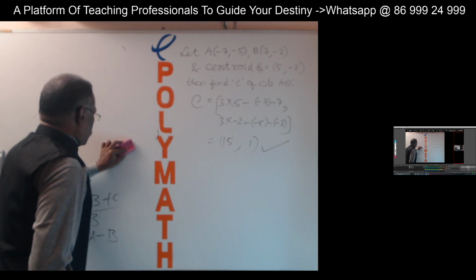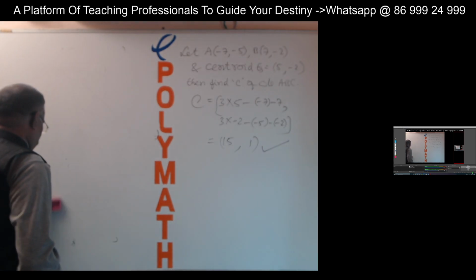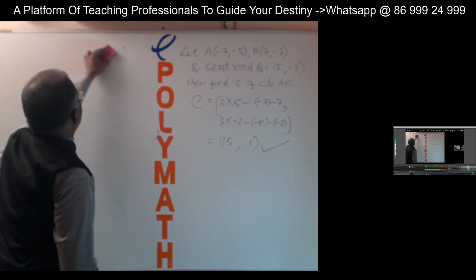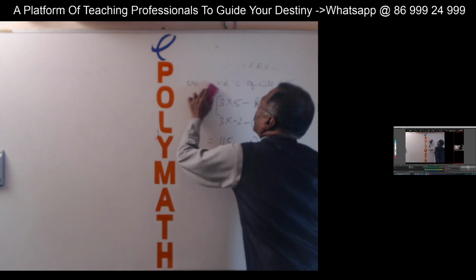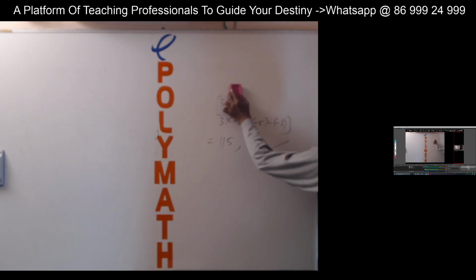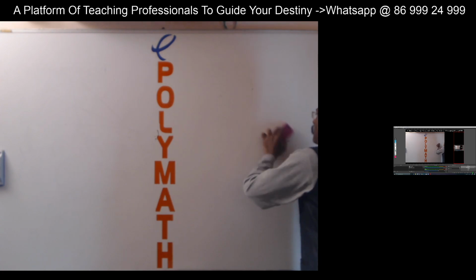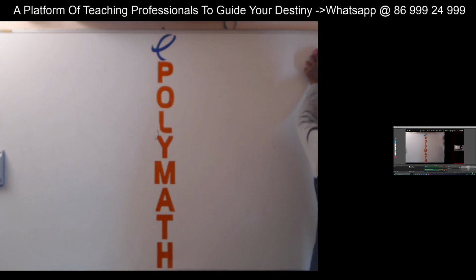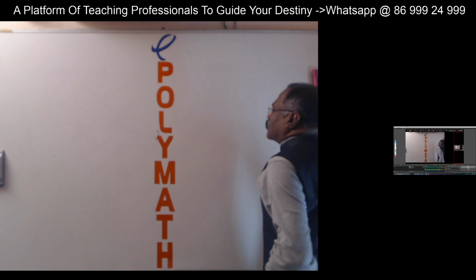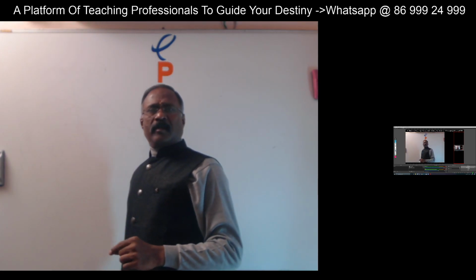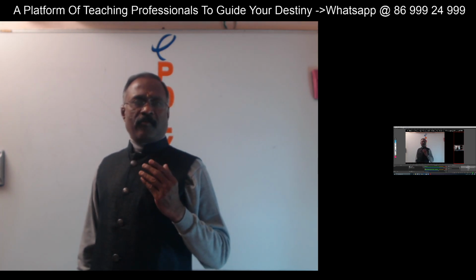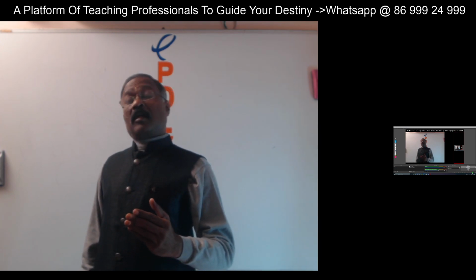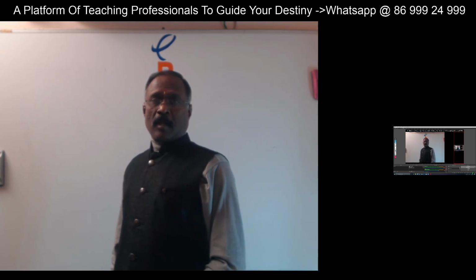Now, orthocenter. Generally, what I find in the classes, when I ask the definition of orthocenter to the students, most of the students say it. But what I was saying about the coordinate geometry is that you must be thorough in the definition. Definition means the verbal form of it. Otherwise, you will find difficulty in converting it to algebraic form.